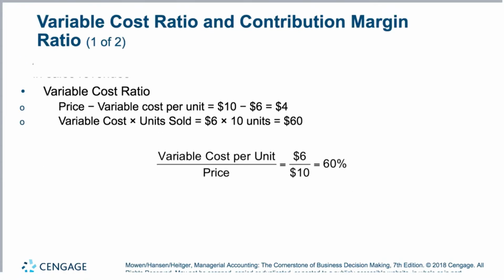Now the next little bit of information that we're going to need is a simple ratio called our variable cost ratio, right? So these ratios are generally expressed in terms of the relationship to the price, right? So the variable cost ratio is variable cost per unit divided by the price. So if we have variable costs of $6, this is just an example, right? We have variable cost of $6 and a price of $10. That means our variable cost ratio is 60%. 60% of the price of our product is made up of variable costs.